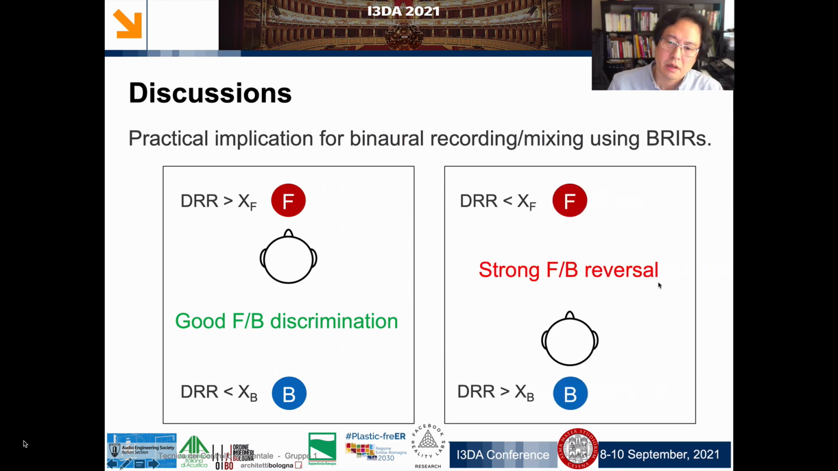But in this opposite scenario, where the front source is too far from the listener and the back source is too close to the listener, this case will probably create strong front and back reversals for both sources. So the confusion will be stronger in front and back localization.